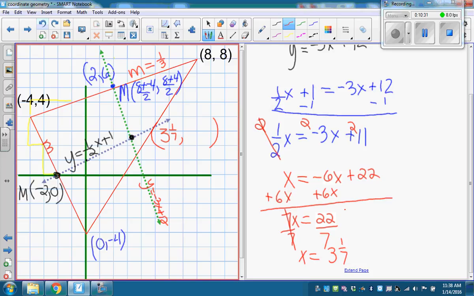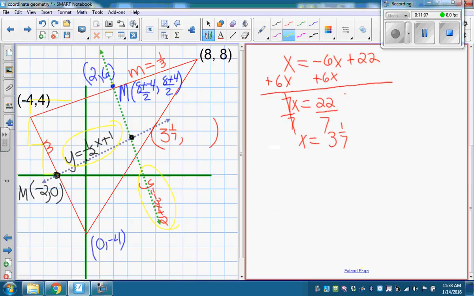So I have to use the two lines, or one of the lines. Do you get it? Not sure? Ethan, do you? You just plug in the 3 and 1/7 for x in either one of these. You can plug it into this one, y equals a half x plus 1, or you could plug it into this one, y equals negative 3x plus 12. Which one would you do, Rebecca? Probably y equals 1/2 x plus 1. Okay, so that's the one we'll do. So Jossie, do you see that? Yeah, because 3 and 1/7 is on both of the lines.